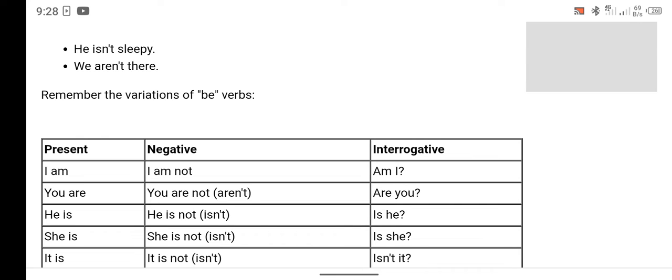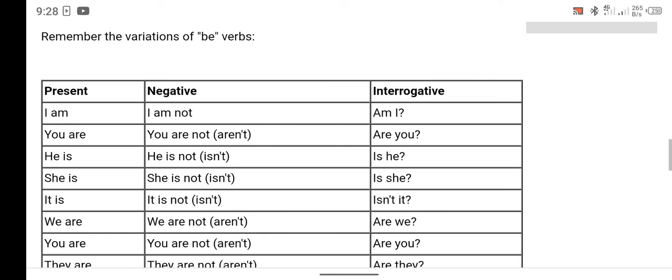Interrogative: am I? Present: you are. Are you? He is not. Is he? She is not. Is she? It is. It is not. Is it? We are.